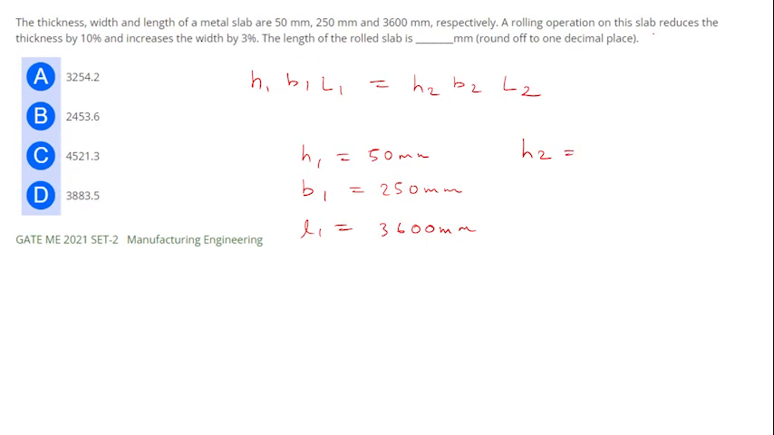Then H2: a rolling operation on the slab reduces the thickness by 10%. So 10% means your H2 will be 0.9 of H1, and it increases the width by 3%, so B2 will be 1.03 times B1. Then they are asking to calculate L2. Now we will fill in the values.